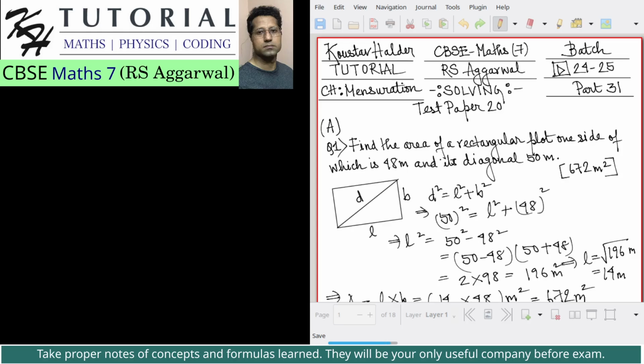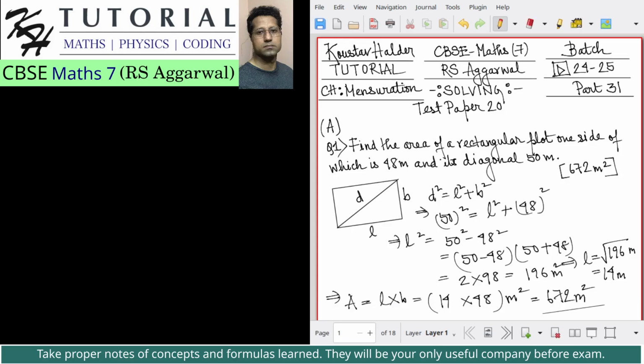So this comes to an end in the discussion and solving the problems of chapter of mensuration. Now, before moving on to the next chapter, which I guess is data handling, I would like to solve more problems on how to find the area of shaded region related to circles, squares, triangles, and other figures. So in the next video, I will solve more problems on how to find area of shaded region.